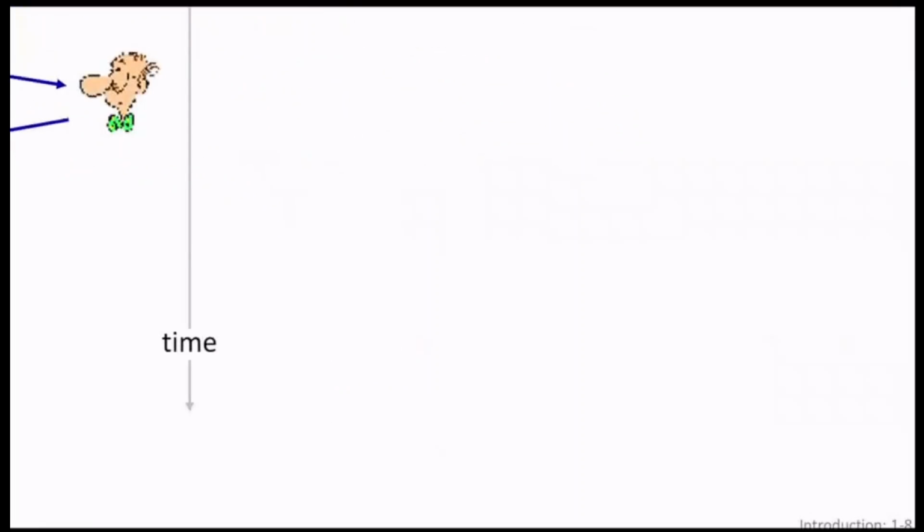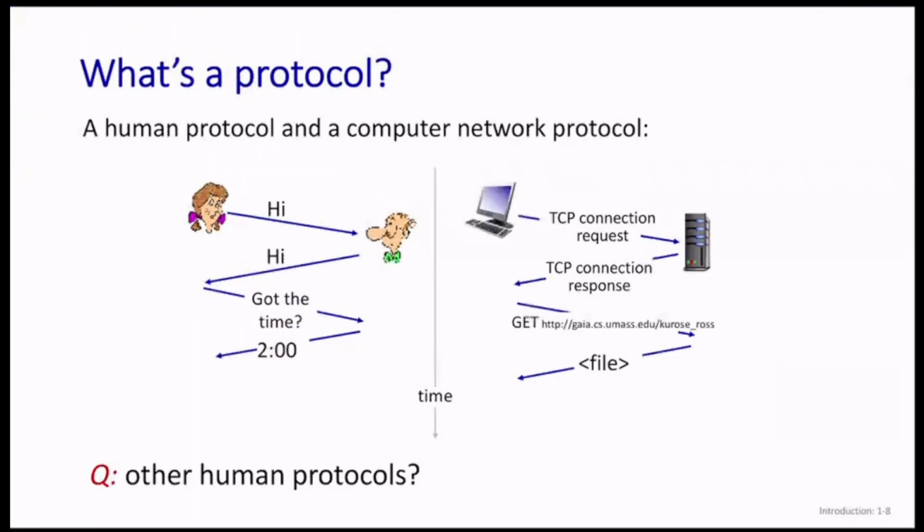Last class I also showed that if we compare the human protocol and the computer protocol, we can see there are two stages. The first stage is to form a connection. Like in a human protocol, you say hi, and for the network, there is a TCP connection request and response. In the TCP, in the transport layer, we will show there is a three-way handshake to create that TCP connection.